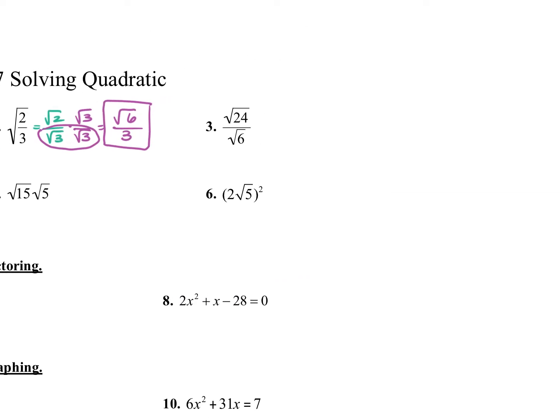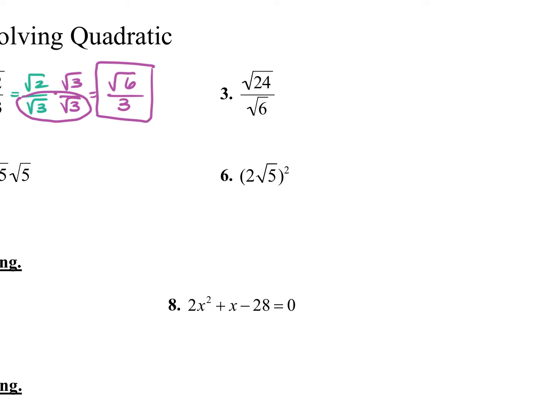Okay, number 3. There's an easy way and there's a hard way to do this one. What would you do, John? Can you make it 4 over 1? Yeah, so if we divide this, right, 24 divided by 6, because they're both radicals, you're allowed to divide that. 24 divided by 6 is 4. So really, you can ditch the 1 and just call it the square root of 4, which is what? 2. And that's your answer.